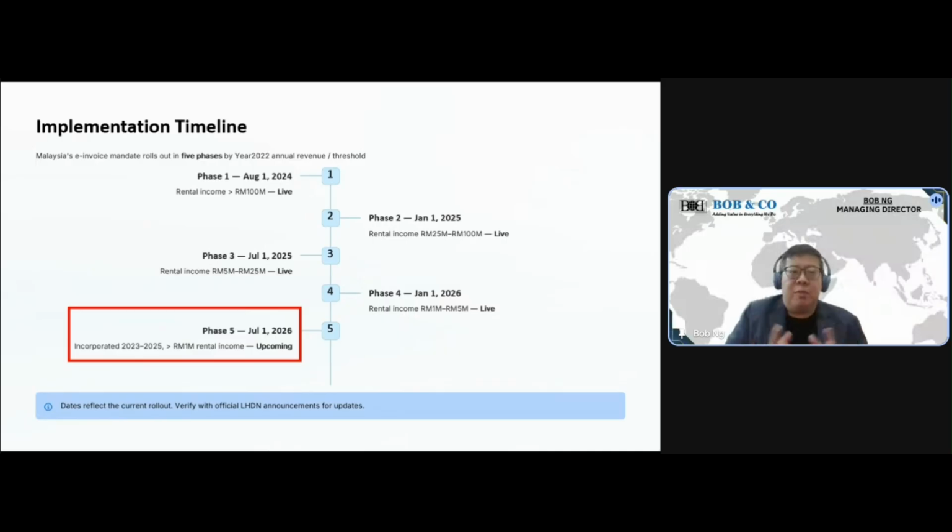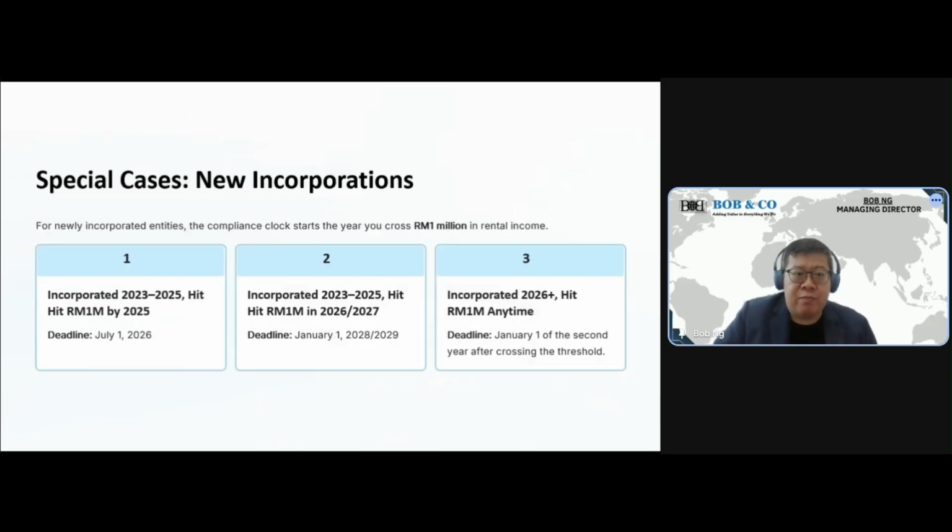So now I'm going to touch a little bit on the implementation timeline. All right, the Malaysian government has rolled out this e-invoicing mandate in 5 phases, right? We have already passed phase 1 to phase 4. Now we are in phase 5. And phase 5 would be covering companies that are incorporated between 2023 to 2025 and generating more than 1 million ringgit in rental income. And that's coming to hit you next.